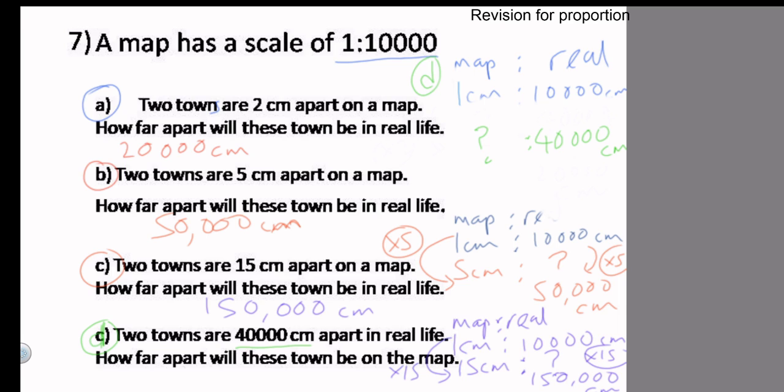So now 10,000, there's 10,000 here, multiplied by something to give me 40,000. Well, how many 10,000 go into 40,000? It's 4, times by 4. What have we done this side? Do it on the other side. 1 times 4 is 4 centimeters. The answer is 4 centimeters. So two towns that are 40,000 centimeters apart in real life would actually be 4 centimeters apart on the map.